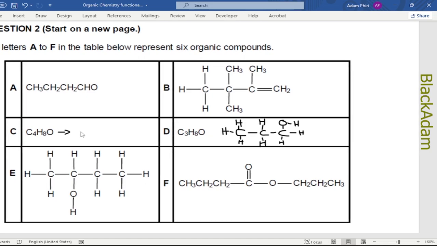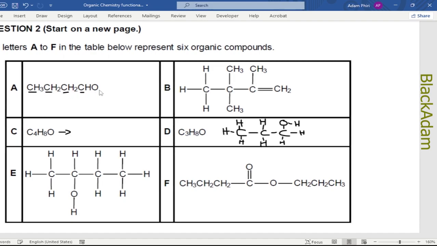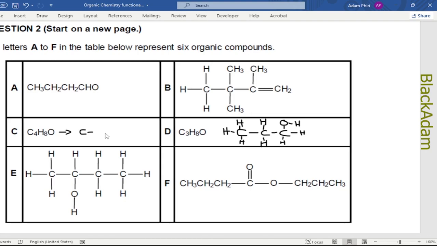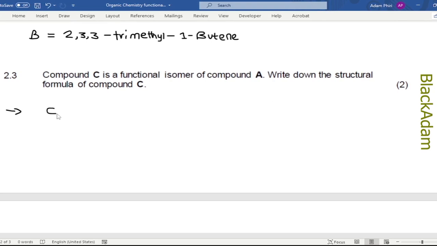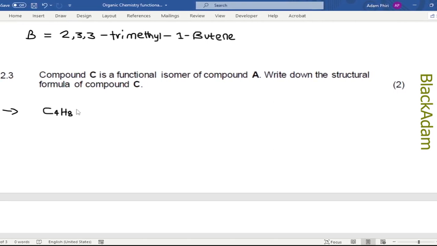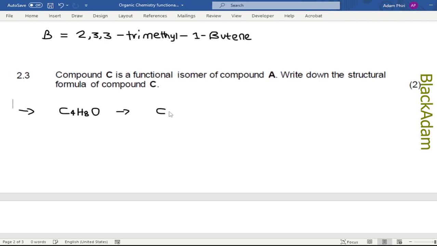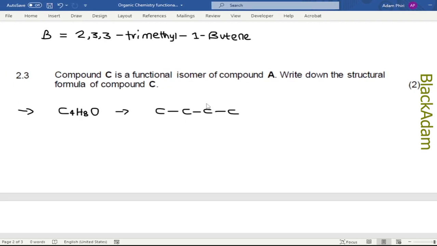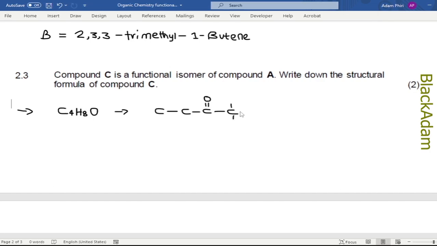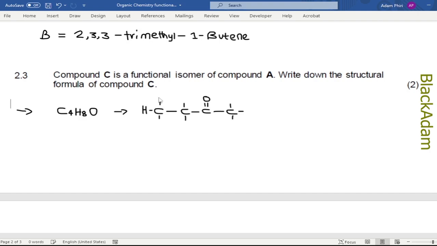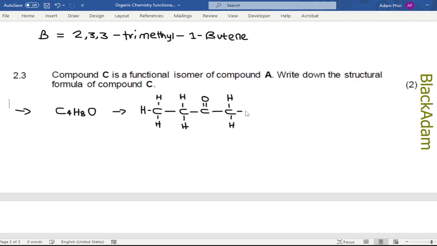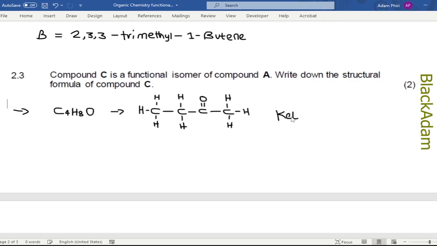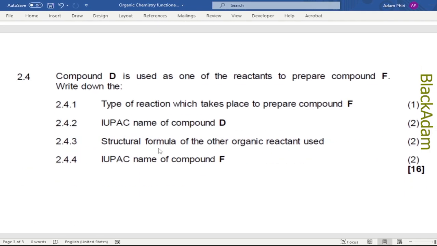So that's B. Now let us see what C is comprised of. We have to look at the functional group of C. So let's say they are functional isomers, which means if the other one is an aldehyde, the other one is supposed to be a ketone. So let us draw the structure first. C4H8O, and that means we have the 4 carbons. So if the first one was an aldehyde, then the carbonyl group has to be somewhere in the middle. So we're taking it to carbon 2, and that's the structure for the ketone, which has the same formula as the aldehyde.